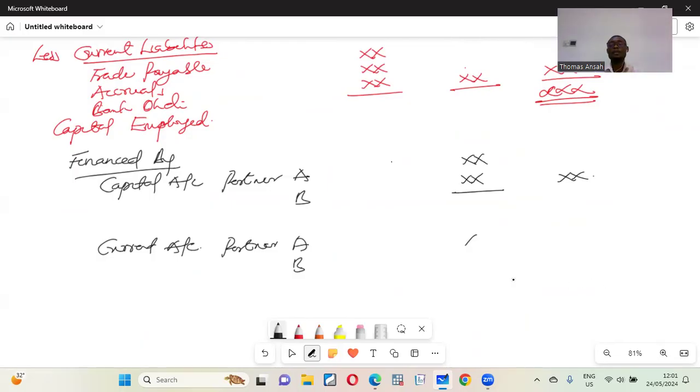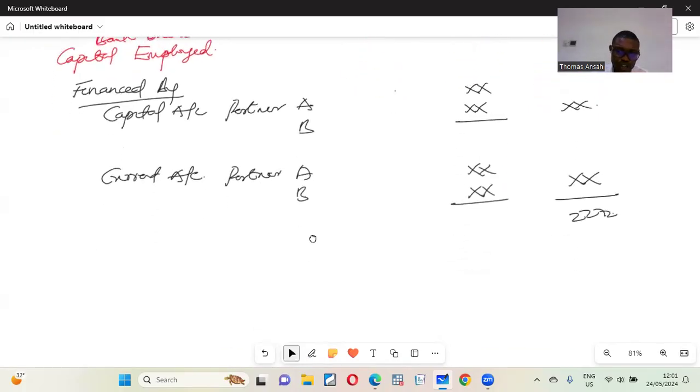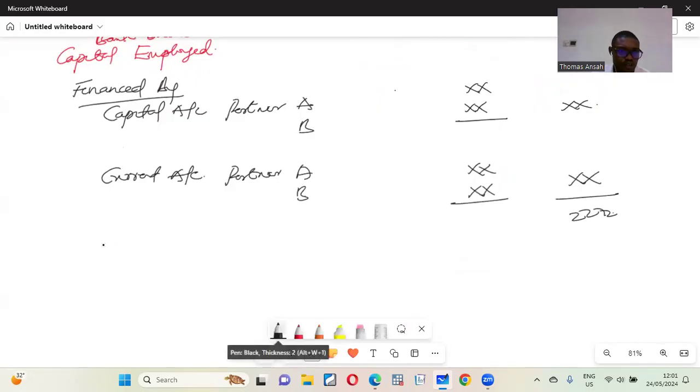So you have your capital, the financed by part. Then once you are done with the financed by part, the capital, the last thing we need to bring in is what? Long-term liability. Your guess is as good as mine. So we have long-term liability.